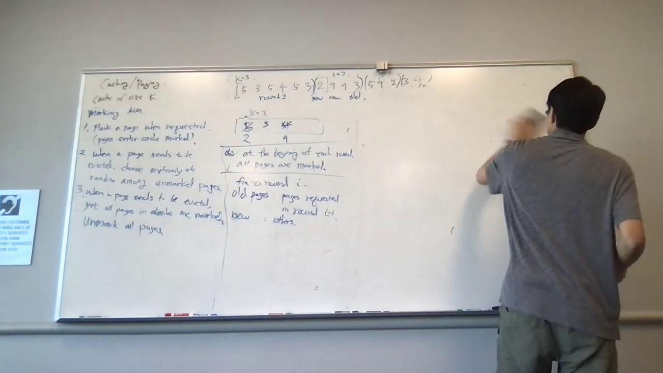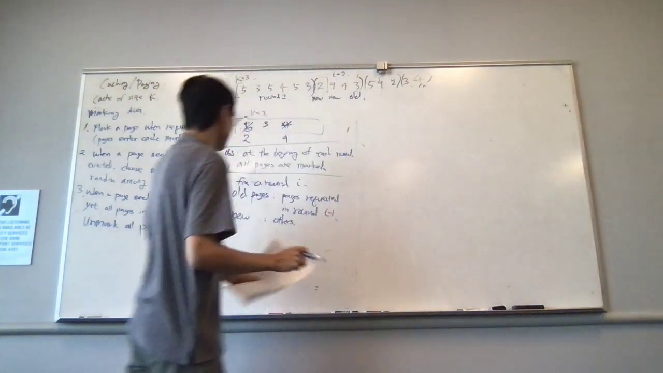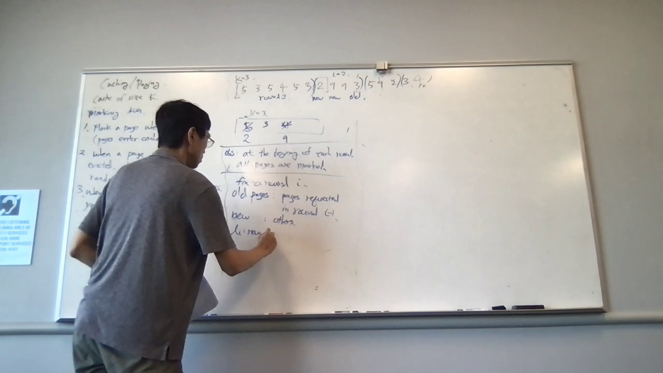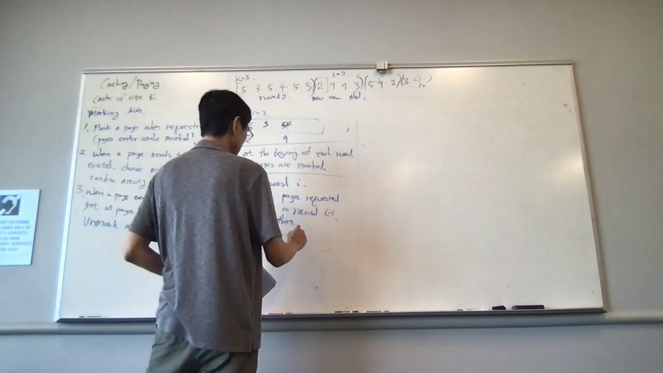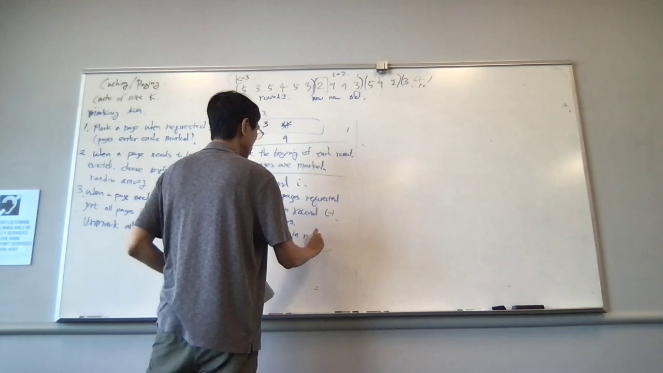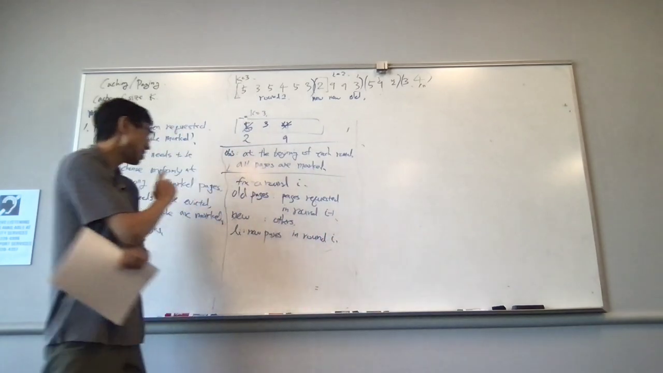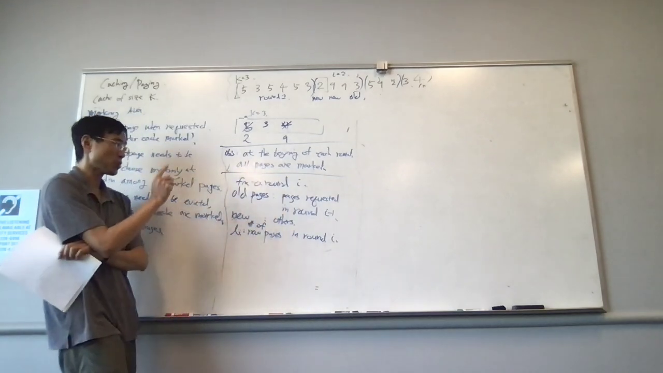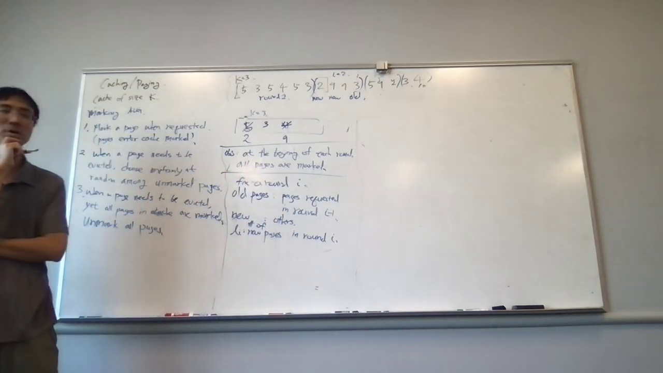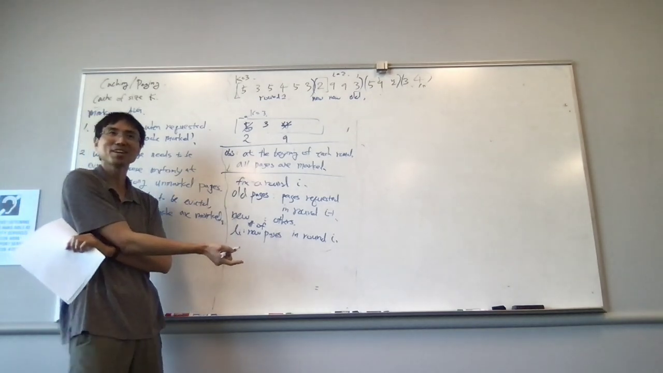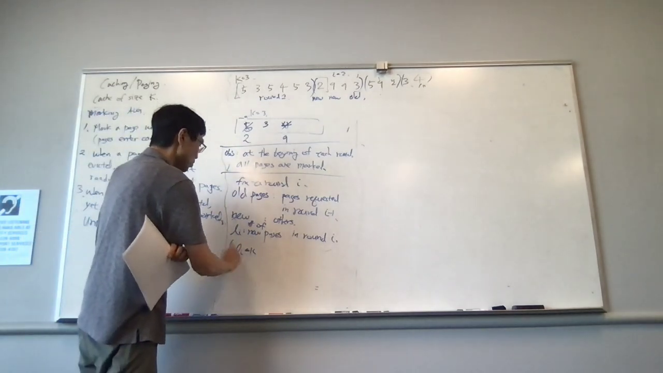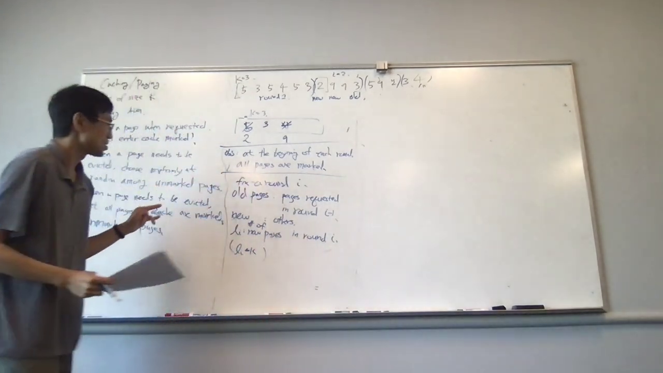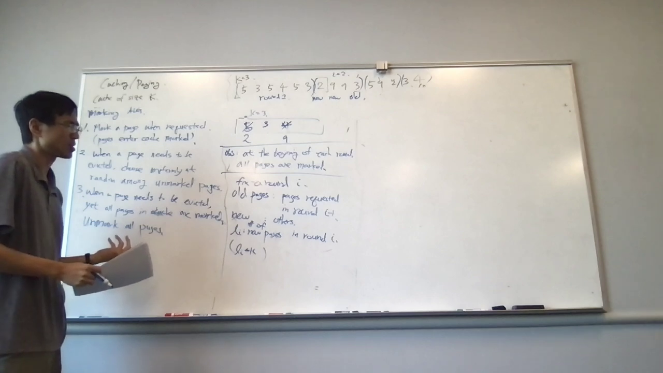Let's quantify this number. Let's use li to denote the number of new pages requested in round I. Obviously li is at most k, for sure. So the first observation is okay. So what do we want to say here?